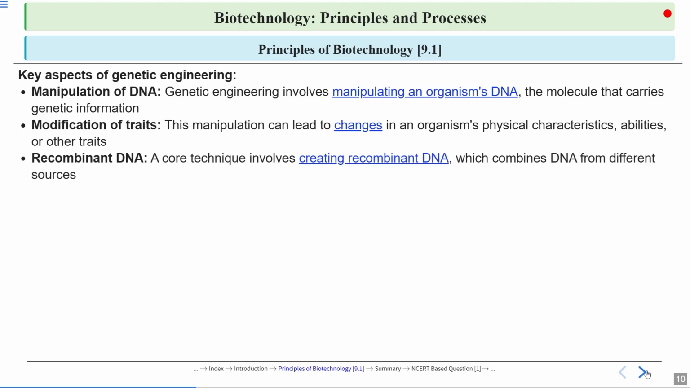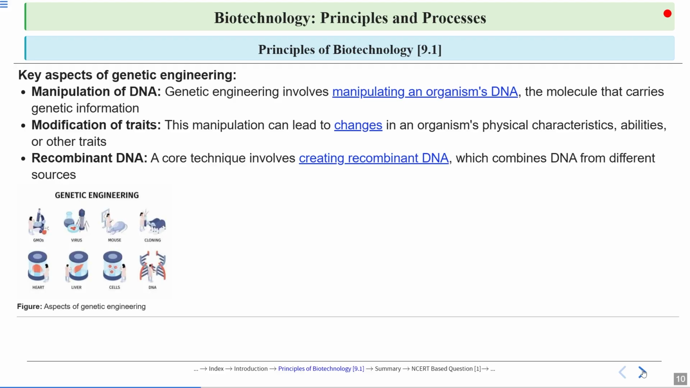Third, recombinant DNA. So what is recombinant DNA? A core technique involves creating recombinant DNA, which combines DNA from different sources. It is a DNA in which there are two different parts of DNA, ligated together, but from different sources. You will understand this in more detail in upcoming slides. But here we have to understand that recombinant DNA is a DNA made from different sources.